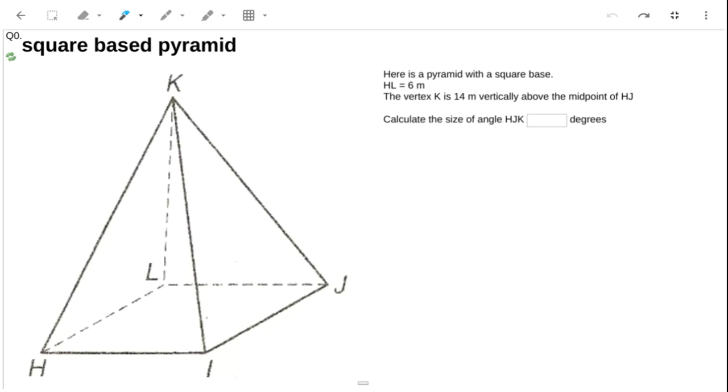Hi, so here's a question about a pyramid, and I've got to find a missing angle. They tell me some dimensions. Let's start putting those onto the diagram. So this first one, 6 meters, and since it's a square, those other ones are 6 meters too. And then we've got the vertex K is 14 meters vertically above the midpoint of HJ. So it's this point from the bottom all the way up to the top there. That's 14 meters.